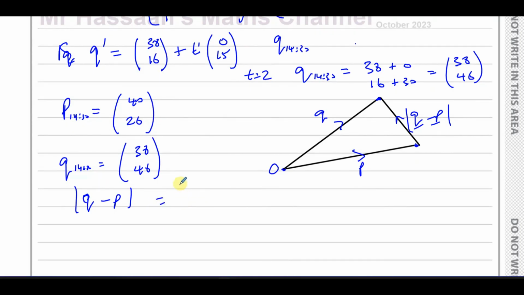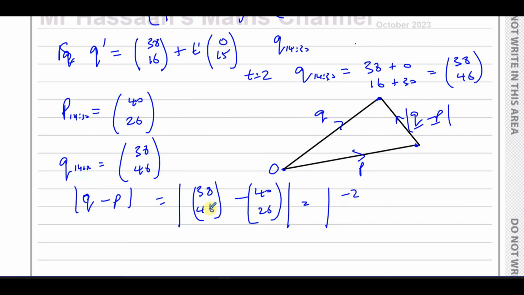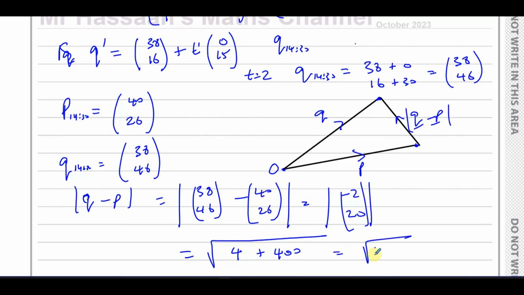So that's going to be the magnitude of 38, 46 minus 40, 26, which is going to be the magnitude of the vector. 38 minus 40 is minus 2, and 46 minus 26 is 20. So we're going to find the magnitude of this vector, which is found by the square root of 2 squared plus 20 squared, that's 400. So it's the square root of 404, which will be, I think, 2 times the square root of 101, right?